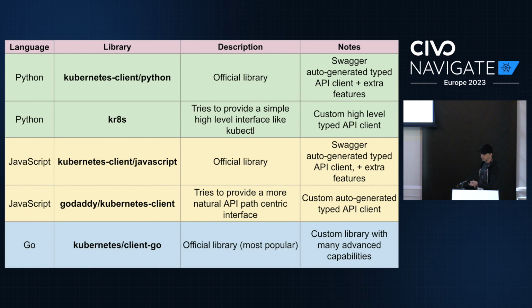The official Python and JavaScript libraries use Swagger-generated code, which makes it easier to have full API coverage. The alternative JavaScript library has a different way to auto-generate the API client code. It's more API path-centric instead of being Swagger spec-centric. We'll see what it looks like, and it'll make sense when we look at the examples. The alternative Python library is different because it's not API-centric at all. It actually tries to expose a high-level interface that's similar to kubectl itself. So you don't deal with the low-level API constructs.